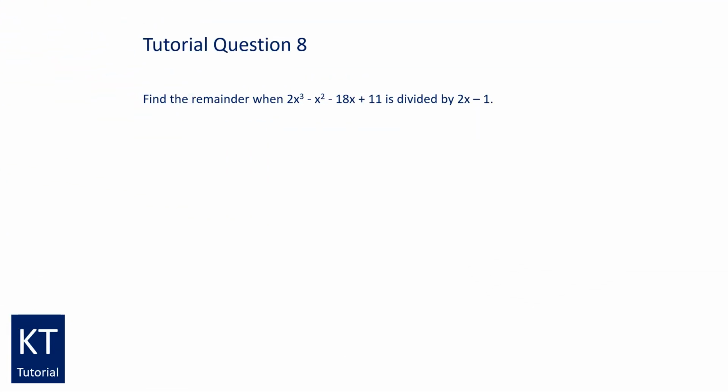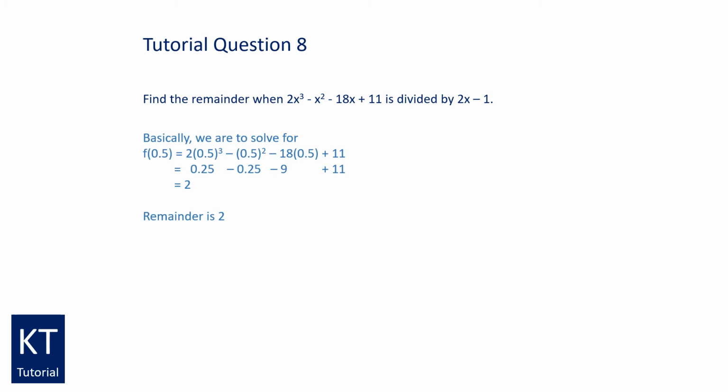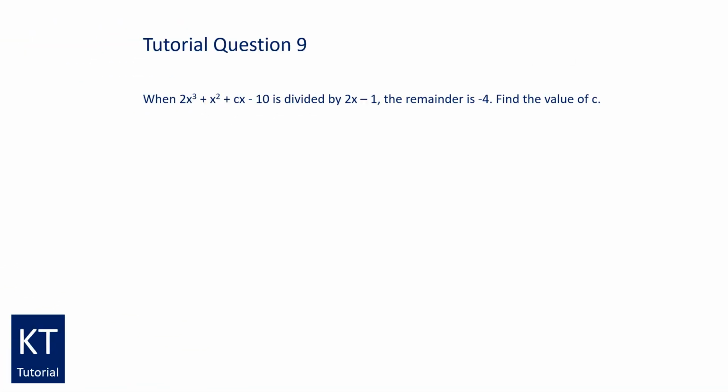Tutorial question 8. Find the remainder when the cubic polynomial is divided by 2x minus 1. It is straightforward. We would insert 0.5 as the value of x for f(x), and this will lead us to the remainder being 2. Tutorial question 9. When the cubic polynomial is divided by 2x minus 1, the remainder is minus 4. Find the value of c.